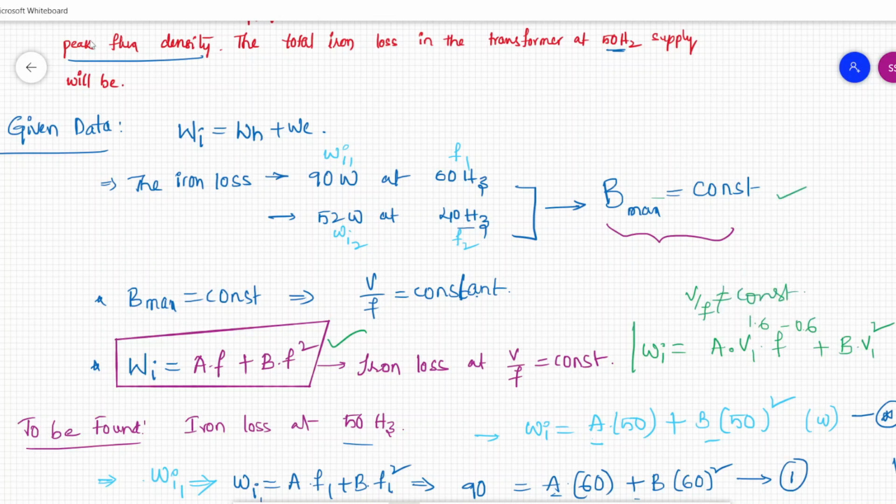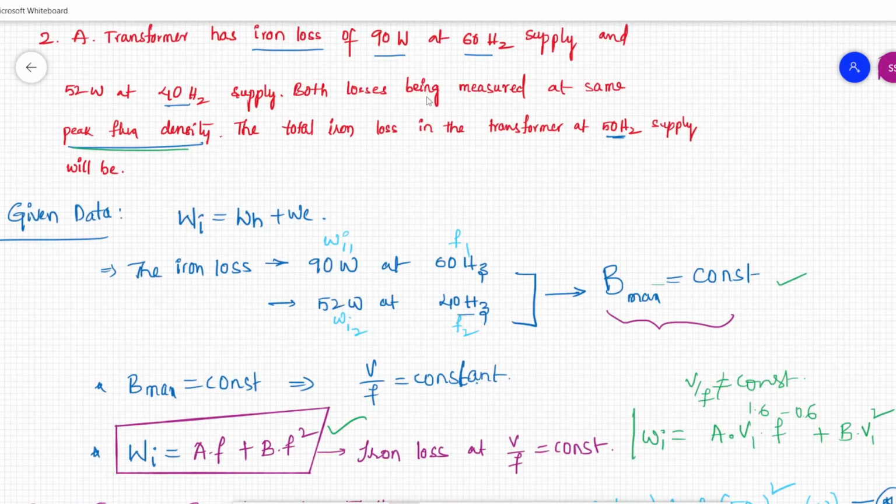The question itself mentioned that peak flux density is the same in both cases. So the losses are measured at the same peak flux density, that means Bmax is constant. That is equal to the V by F ratio being constant. Okay, now let us do the third problem.